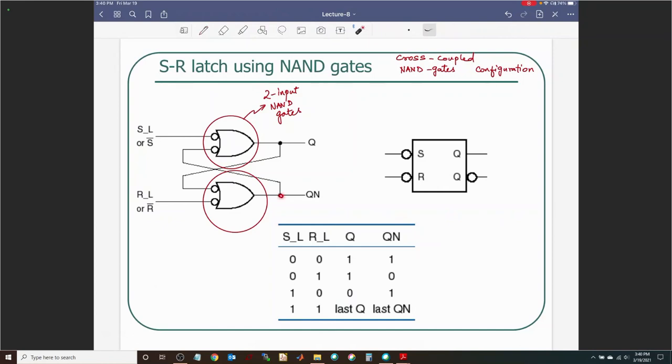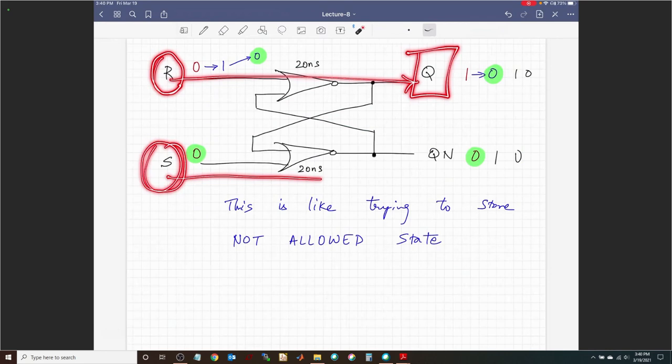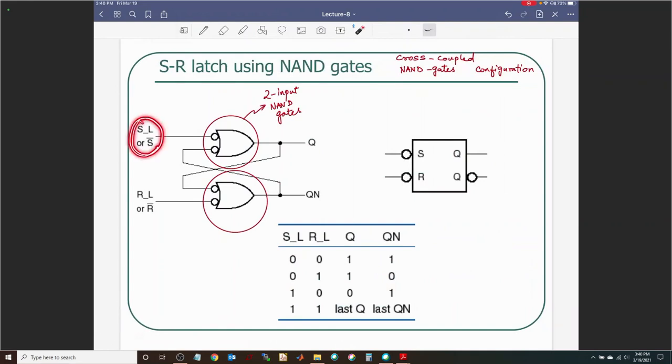Again, I have connected the output of the bottom NAND gate to the input of the top one, and I have connected the output of the top one to the input of the other. I've also complemented the inputs. Earlier, in the previous case, I had the R input going to the Q output, and S aligned with the complemented form. But over here, when you go to the NAND version, you have an active low S go to Q, and an active low R go to QN. So we have switched the order of your reset and set inputs. Also, we have made the inputs active low.